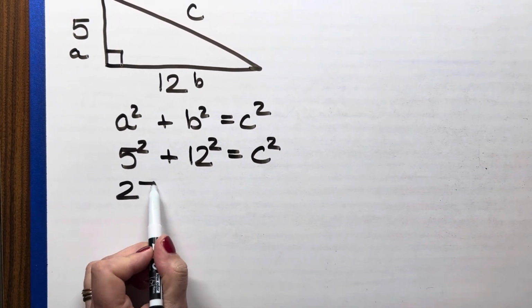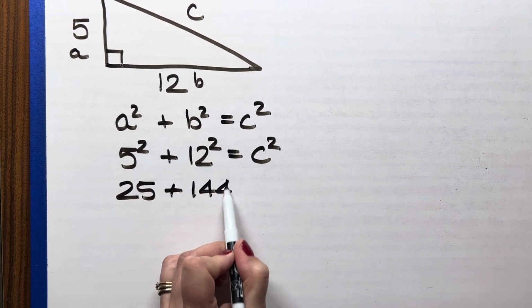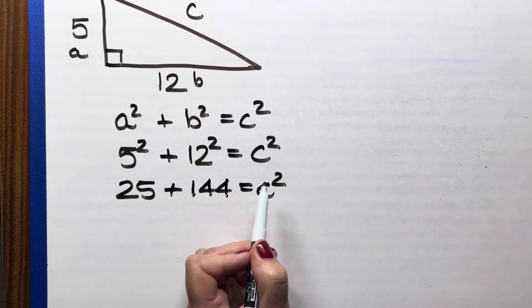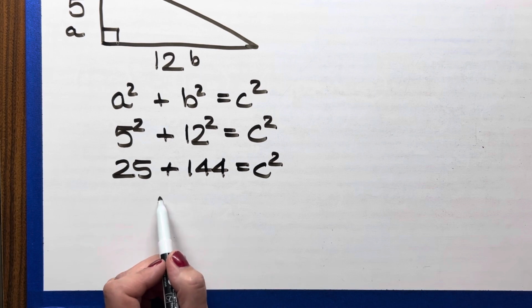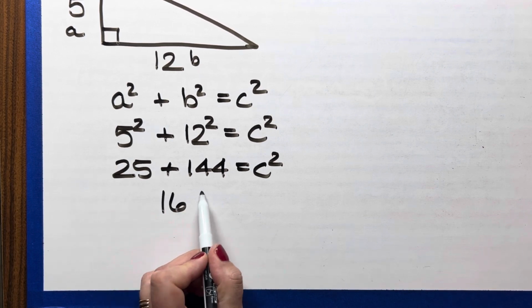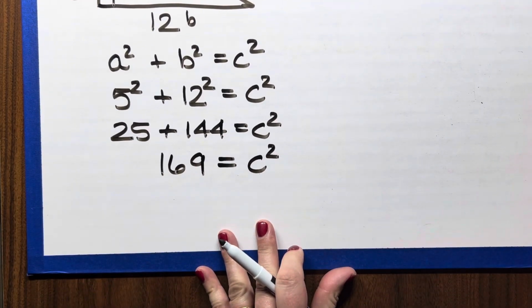We just did 5 squared a minute ago, which is 25. 12 squared is 144, and that equals c squared. All I have to do is just add these two values together. And when I add that, I'm going to get 169, and that equals c squared.